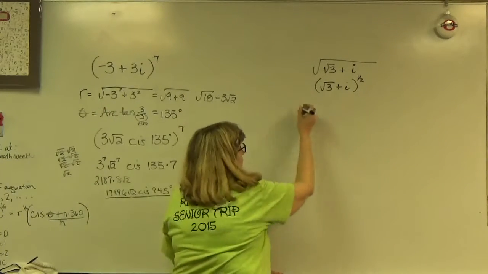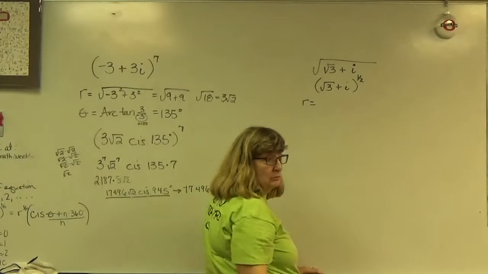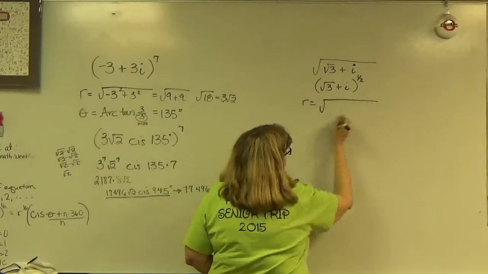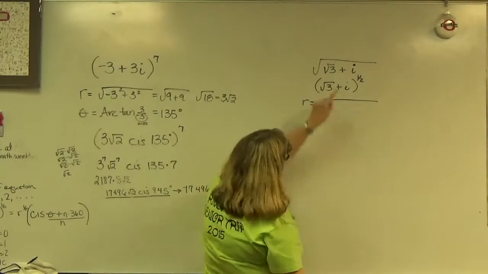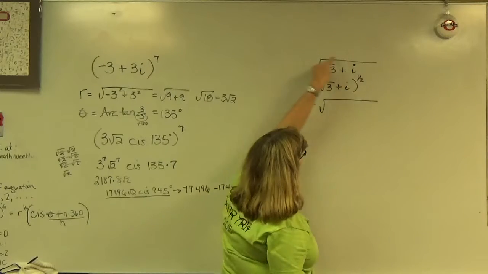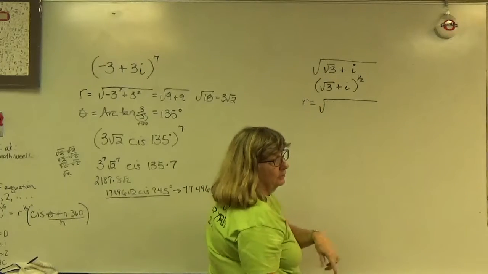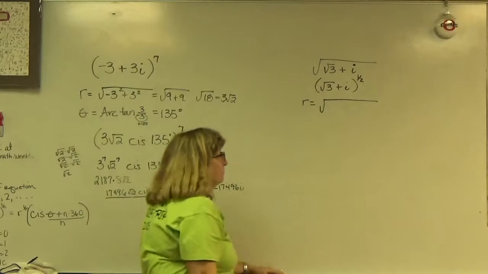Now, we first have to find r. Wait, what's a minute, I'm confused. Where did the 1/2 come from? What's the square root mean? Power's 1, the root is 2, so 1/2. Remember fractional exponents? Okay.